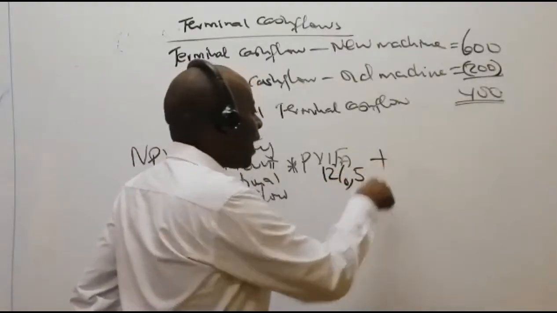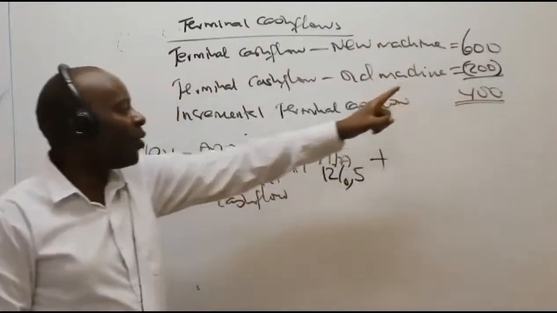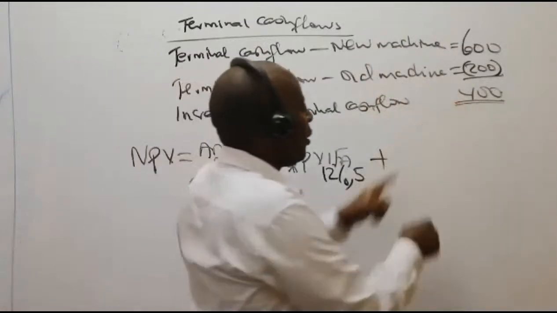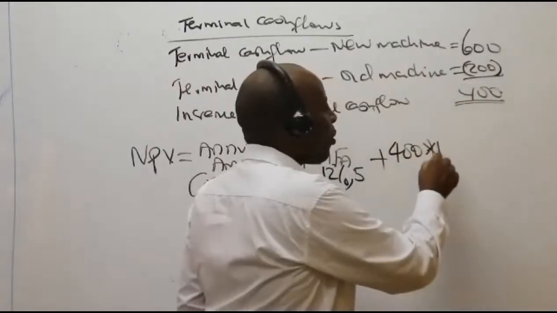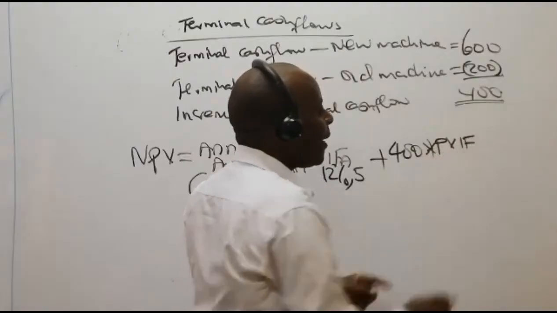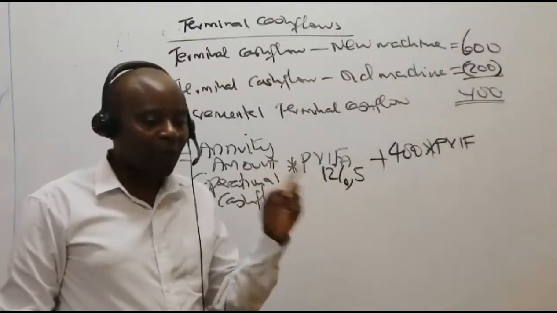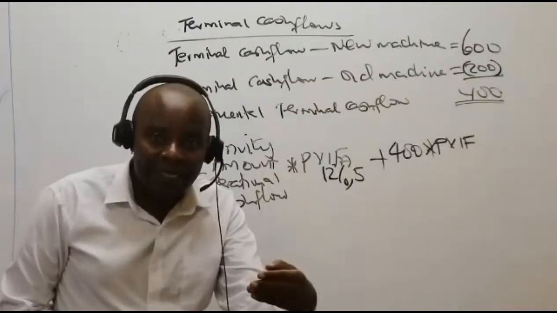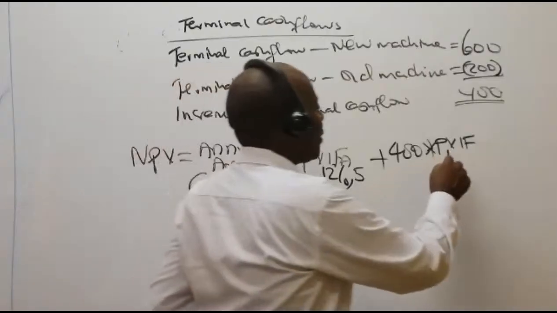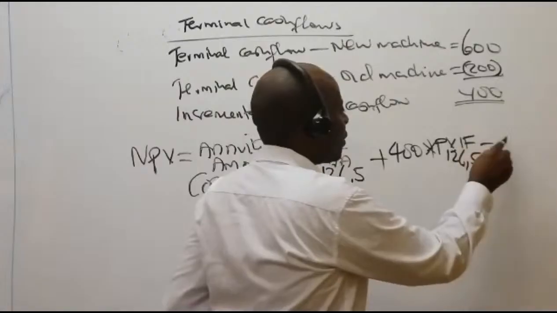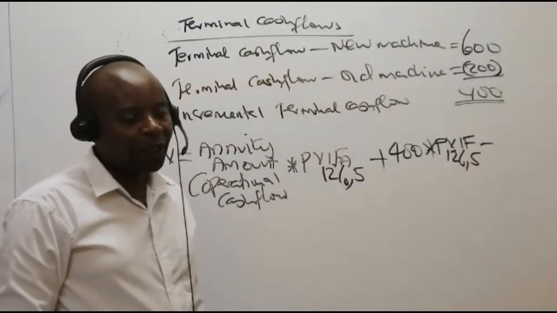Plus, there is this other cash flow when things come to an end. There is a terminal cash flow of 400, but because it's a one-off amount, we can only multiply it with what we call PVF, the present value interest factor. Still the parameters are the same, 12% and 5 years, and then at the end of the day, we'll subtract the initial outlay.